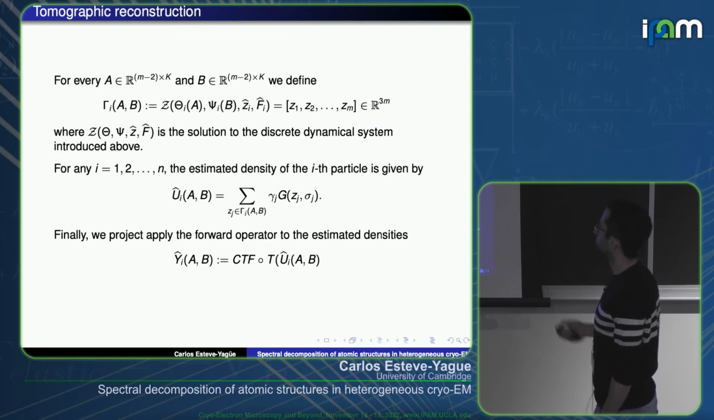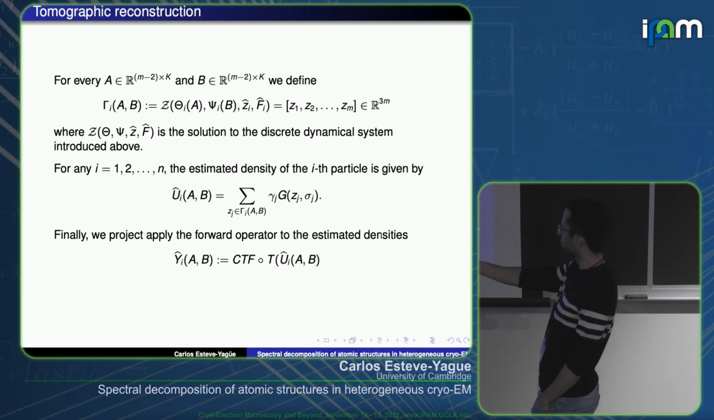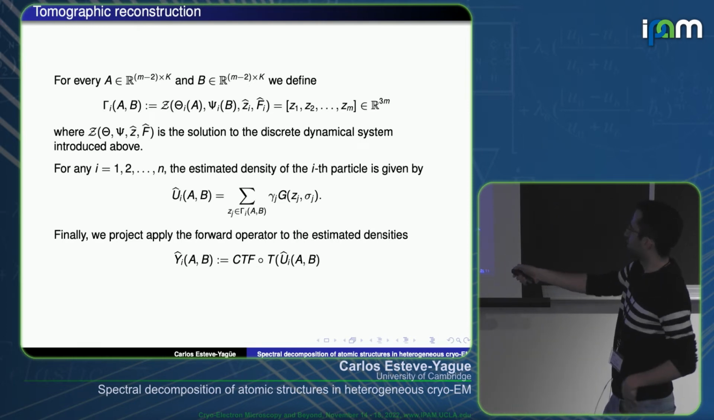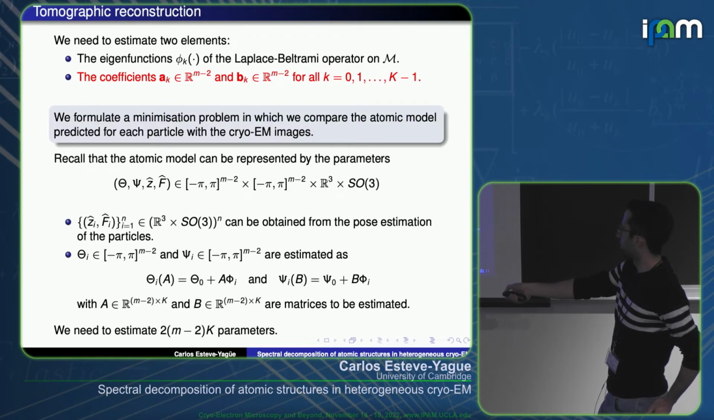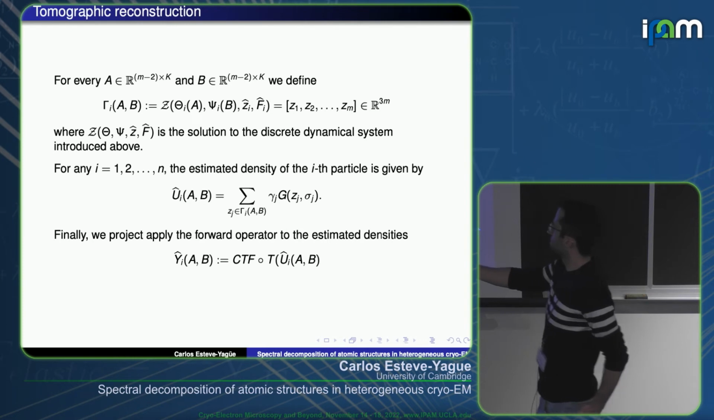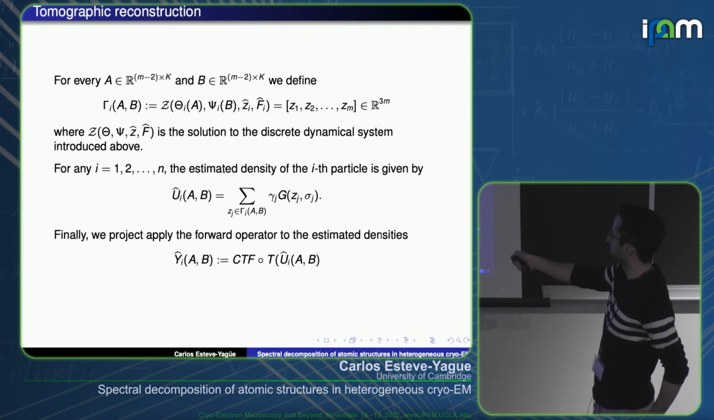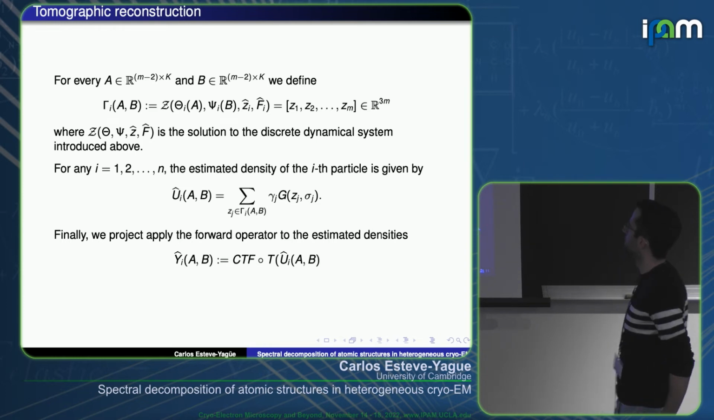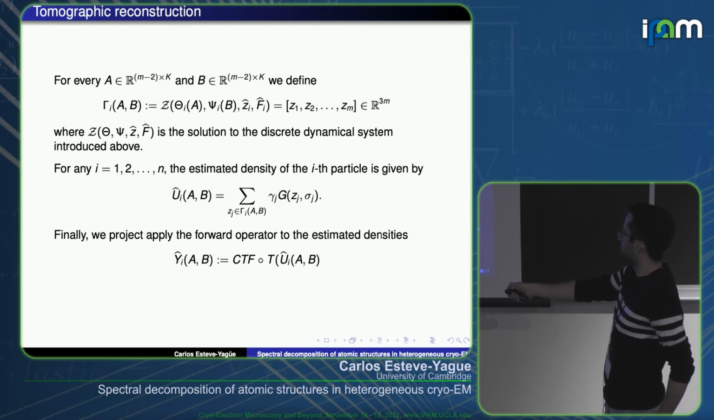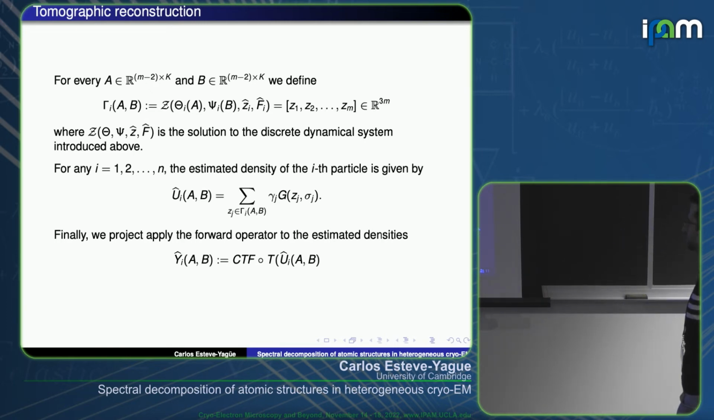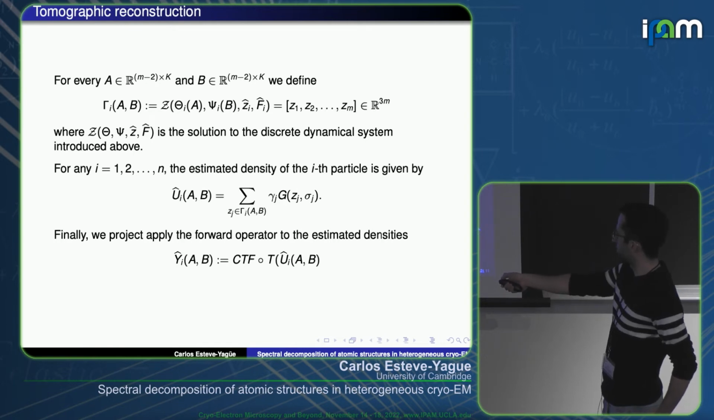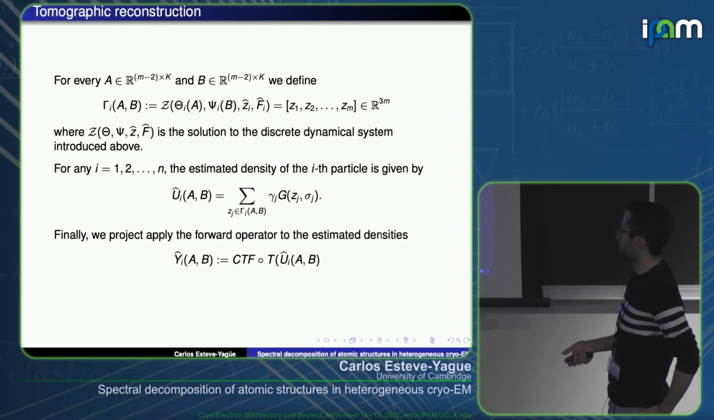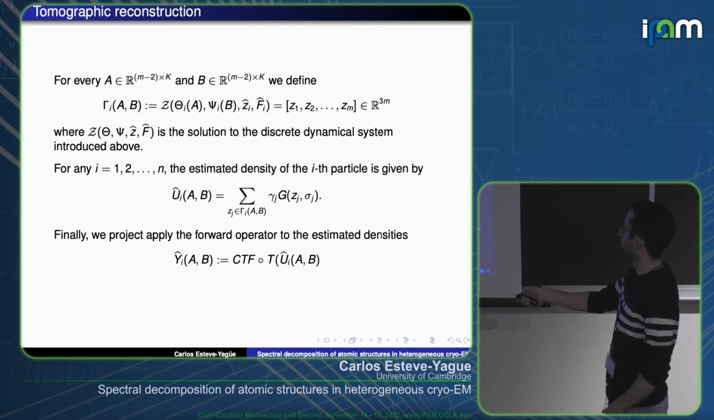Okay, so once we have this parametrization of the atomic structure using the pose and these Euler angles, which we have constructed as these functions, then we can define this map, which for given parameters gives us the corresponding point cloud with this initial condition and these Euler angles. And from this point cloud, we can estimate the volume density associated to the particle. And then from the volume density, we can estimate the cryo-EM image by applying the forward operator. And this is what we are going to compare with the cryo-EM data.